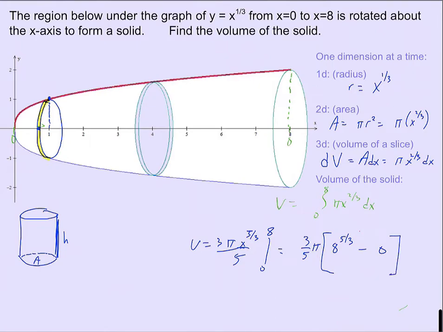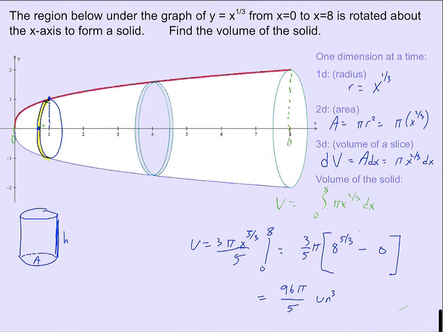And 8 to the 5/3 is actually not that hard, because remember the thirds is the cube root. So the cube root of 8 is 2, and 2 to the 5th is 32. So we've got a numerator of 3 times 32 pi over 5, and that is our volume. Because it is volume, the unit of measure would be cubic units. They didn't tell us if it was inches or centimeters.